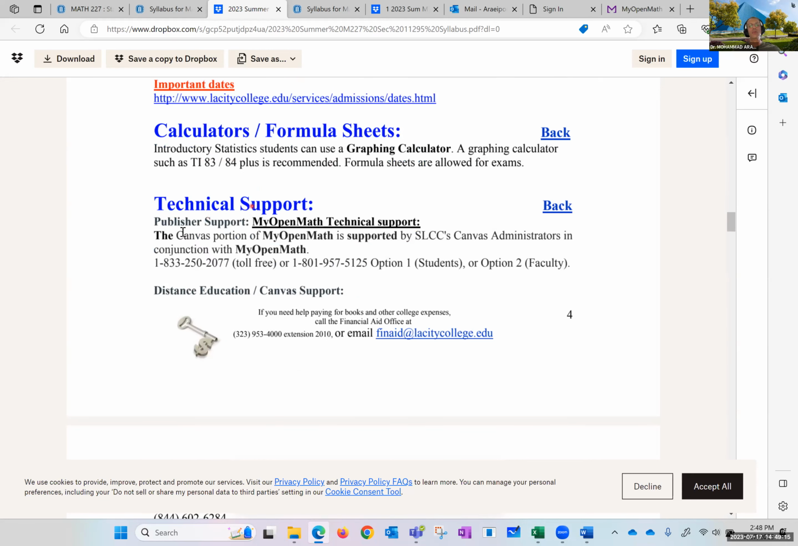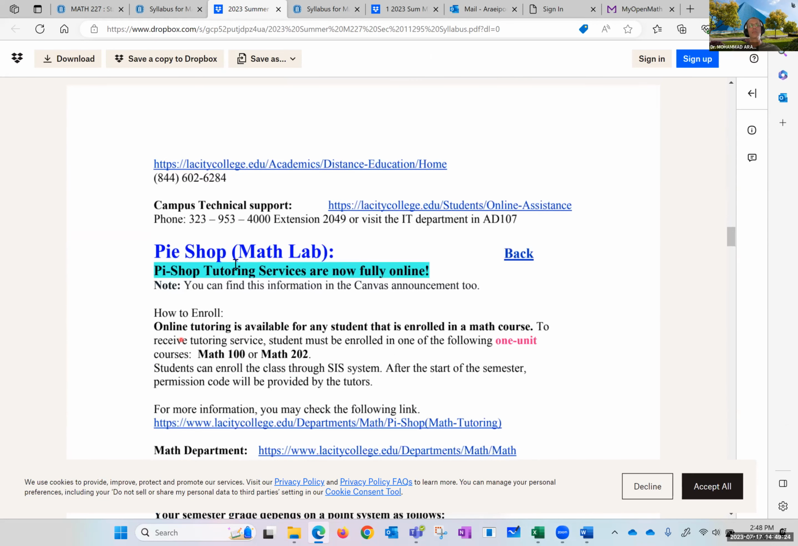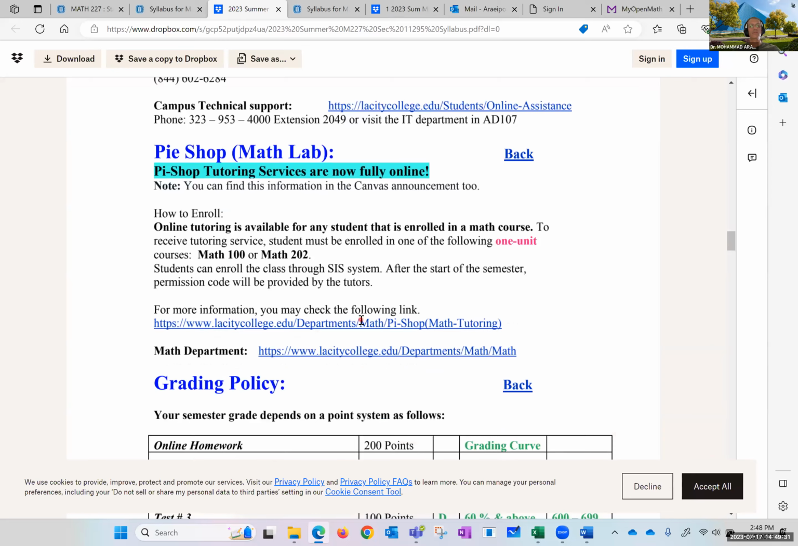And as far as the tech support is concerned for MyOpenMath and the campus, we have the information here in case. The Pi Shop, also known as the Math Lab, you have a website. This is for tutoring, of course.